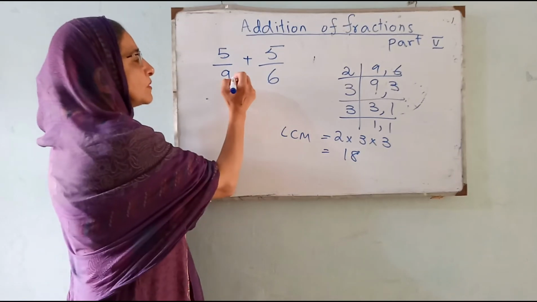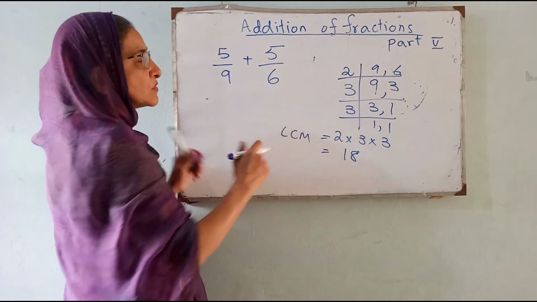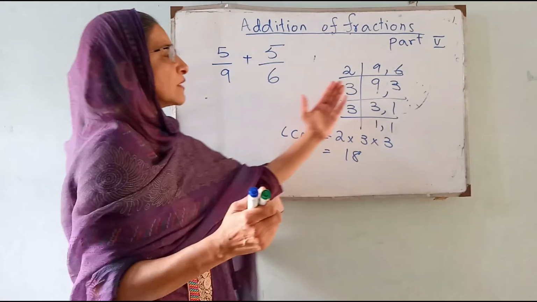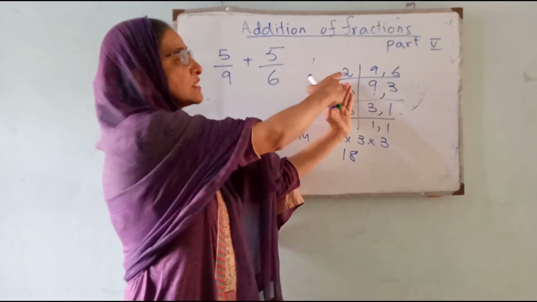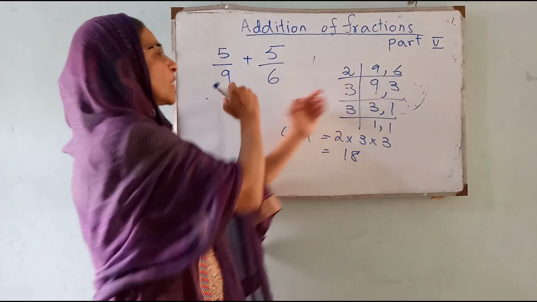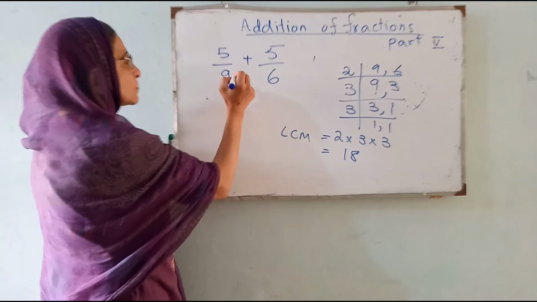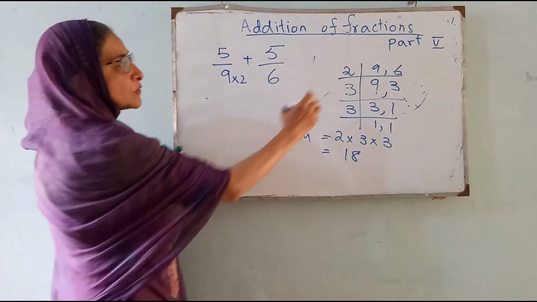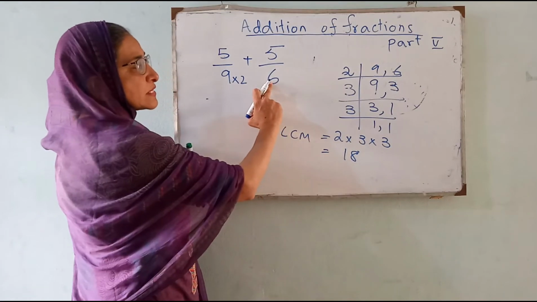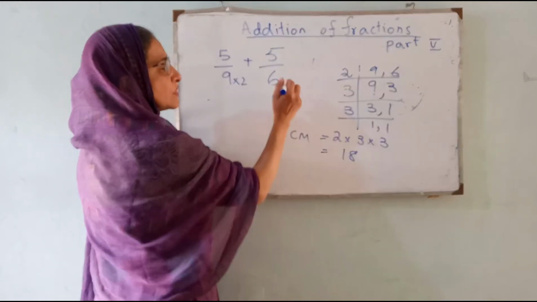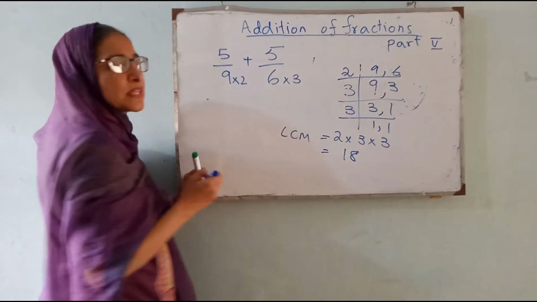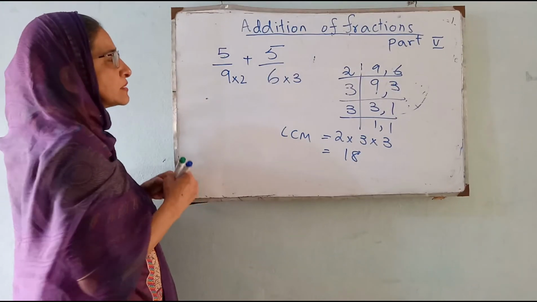So this 9 will be multiplied by which number? See, previously I told you that looking at the LCM, forget about this 9. 3 threes are 9. What is the number that is left? 2. So I have to multiply this 9 with 2. Now the second number is 6. 3 twos are 6. Leave 6 and you are left with 3. You have to multiply this by 3 to make the denominator same.